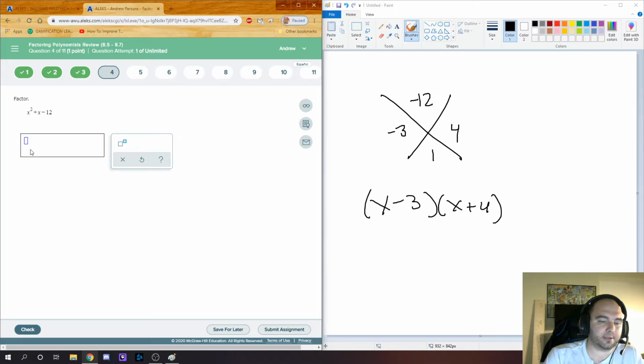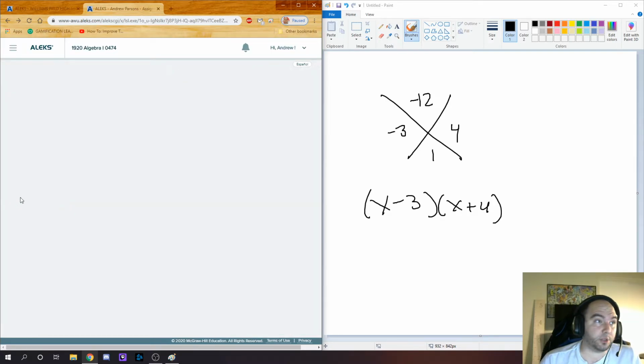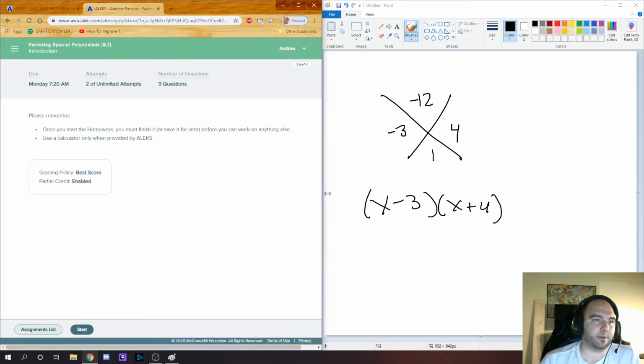You write an X, you figure out what multiplies to make the number on top and what adds to make the number on bottom. You will want to make sure you put the correct numbers on top and on bottom.